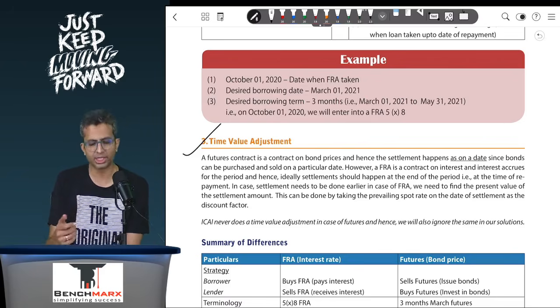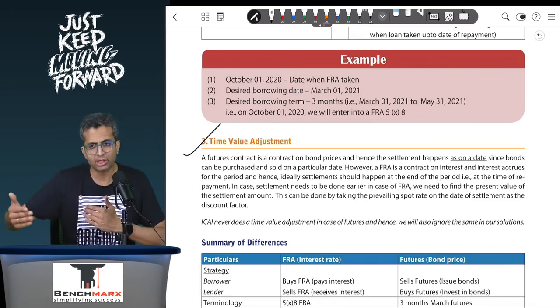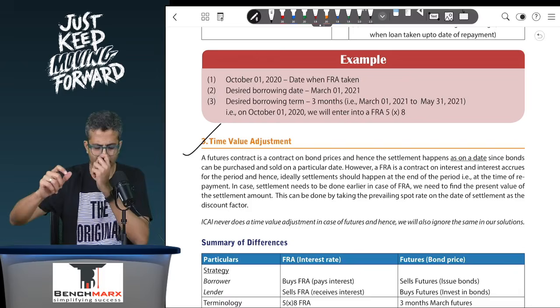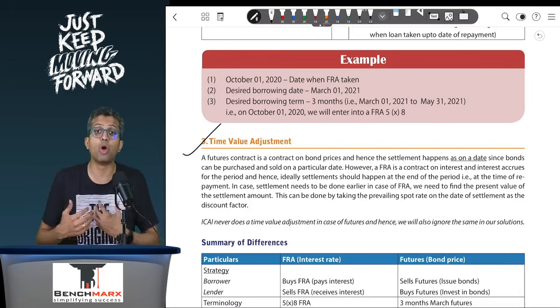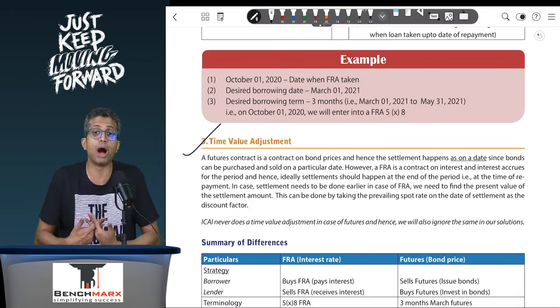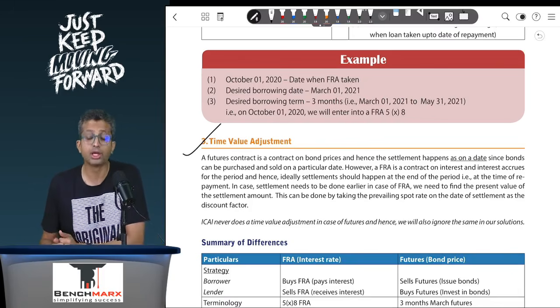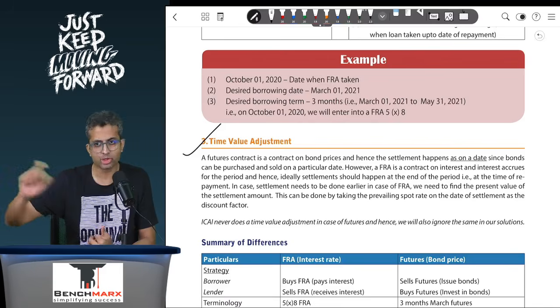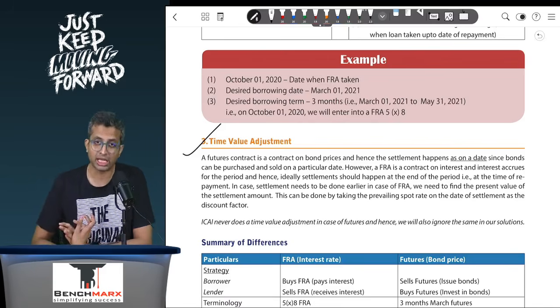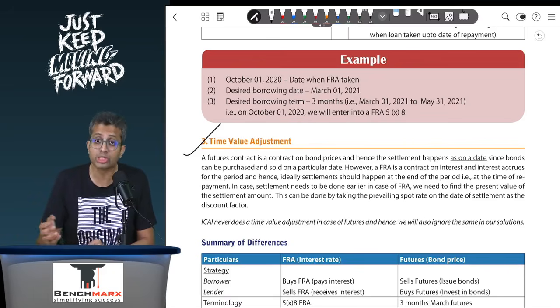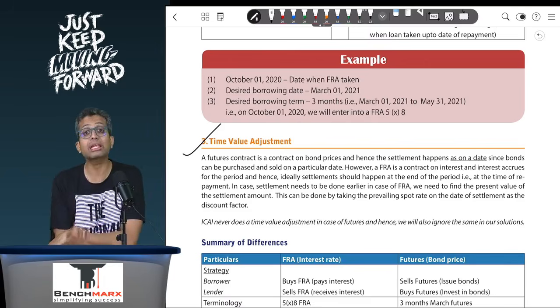March is called the fixing date, in which you will say, okay, if I have to pay interest, for example, I entered into a contract at 6%, I decided to borrow. So I decided to buy at the rate of 6%. Now the rate becomes 9%. So in order to offset, I will take the opposite position. So I will sell at 9. 9 minus 6, that is equal to 3%. 3% into, for example, 100 crores, that is per annum, into 3 by 12.